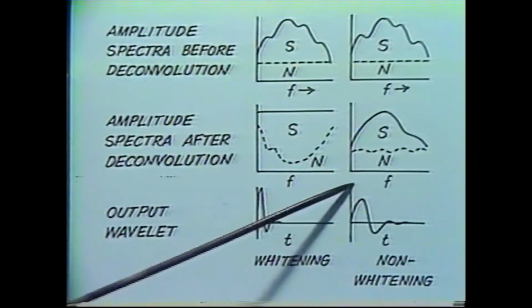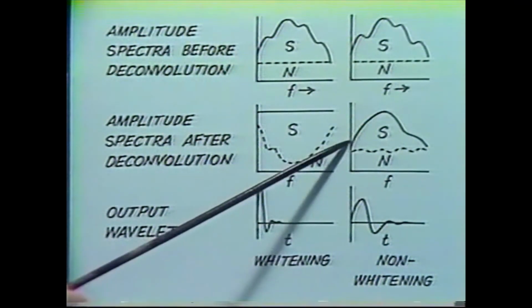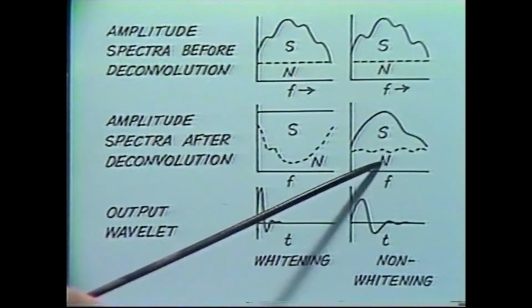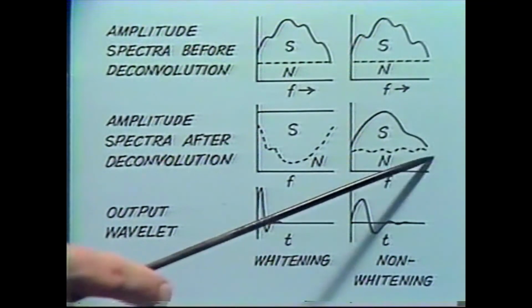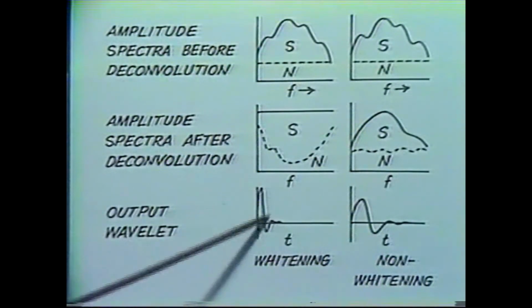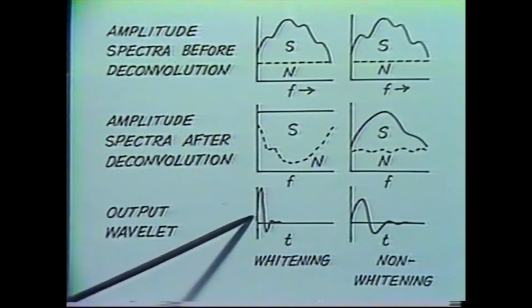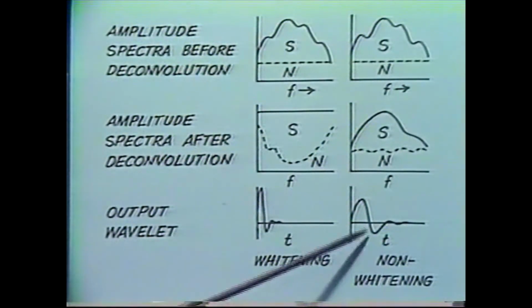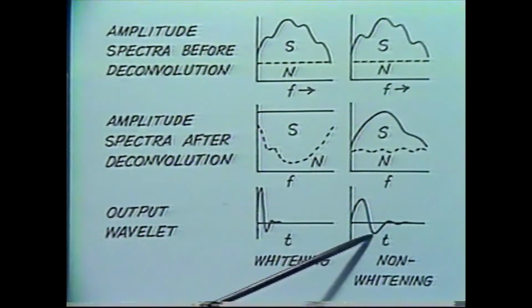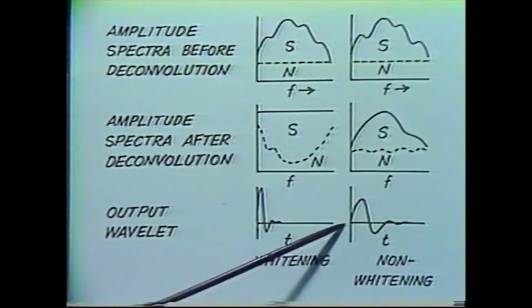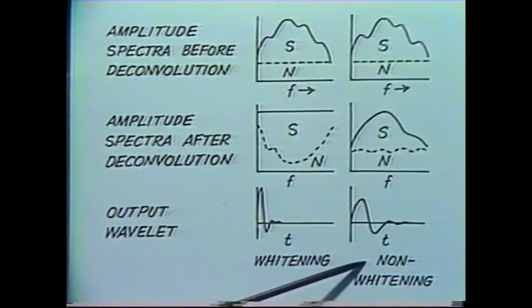On the other hand, for non-whitening deconvolution, which essentially just shapes the spectrum, doesn't whiten it, the signal-to-noise ratio is virtually unchanged. On output, in the whitening case, we get a much sharper wavelet, but we also get a much noisier output trace. For the non-whitening case, we don't have nearly quite so much resolution because our output wavelet is broader, but we have the added benefit of not having elevated the noise.